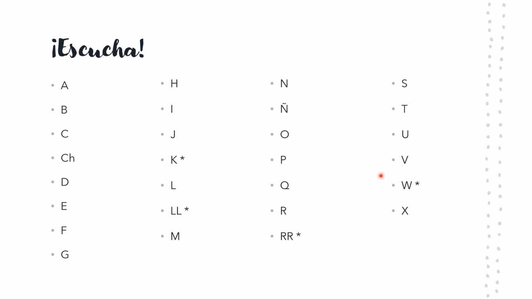X. This just makes a X sound. X. Y. It makes the same sound as the I. E. But it's la letra Y. Y. And zeta. So if you remember correctly, we had the theo with the se or the in Spain. This is zeta or theta.